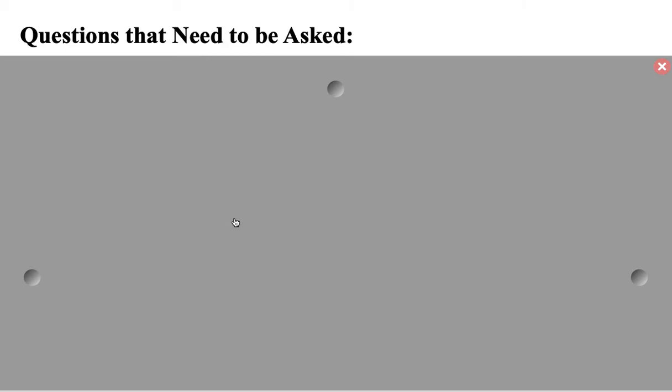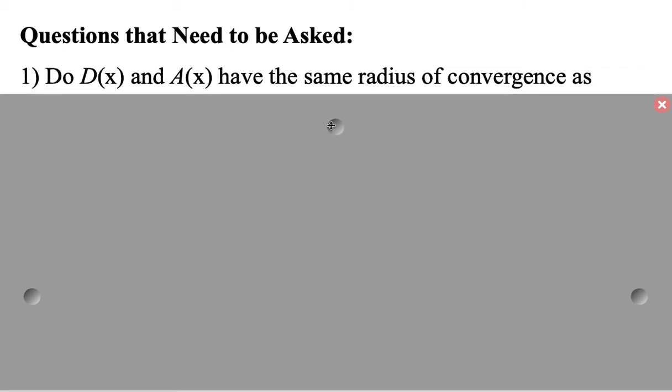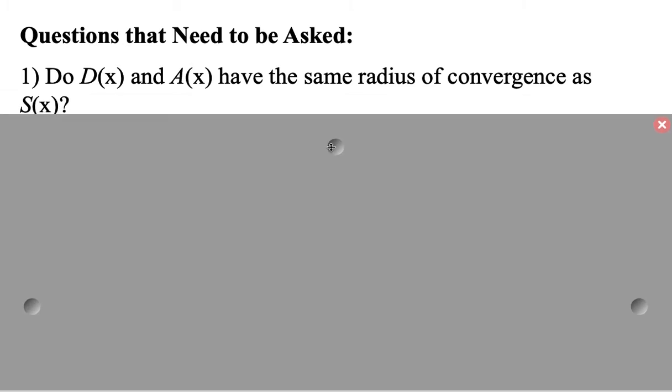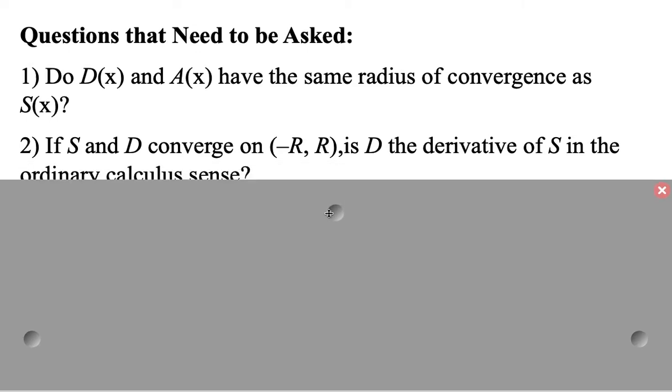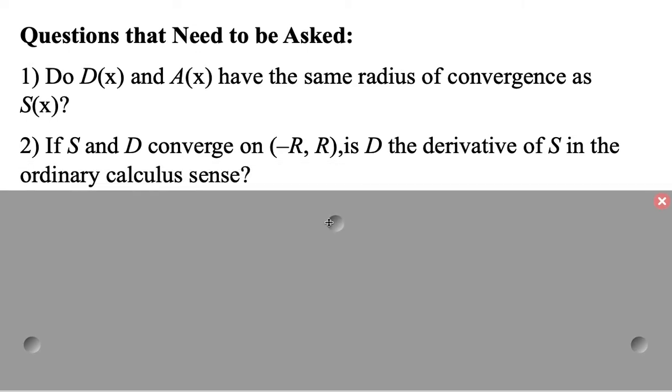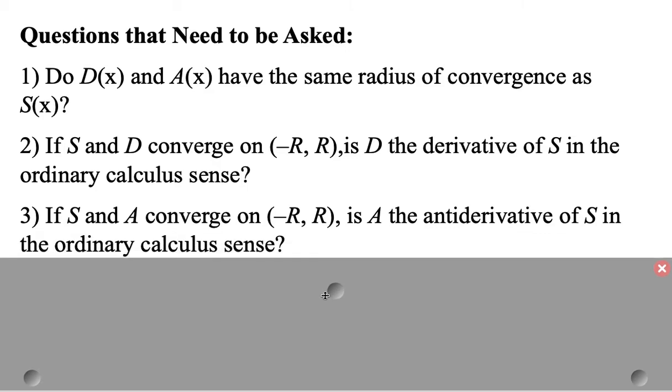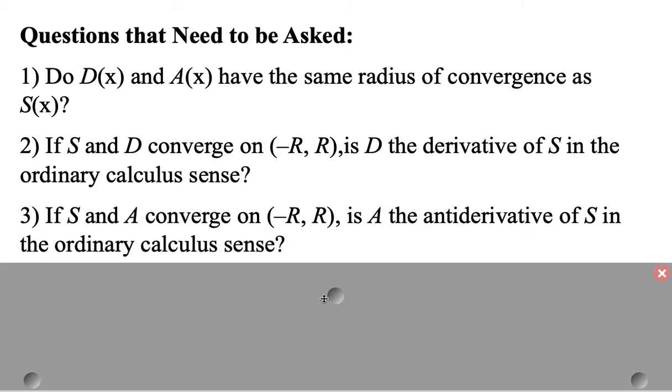This raises a couple of questions. First, do the derivative and antiderivative series have the same radius of convergence as the original series? Secondly, if the original series and the derivative series both converge on the same interval of convergence with radius r, is the derivative series truly the derivative of the original series in the ordinary calculus sense? And if the original series and the antiderivative series converge on the same interval of convergence with the same radius r, is the antiderivative series truly the antiderivative of the original series in the ordinary calculus sense?